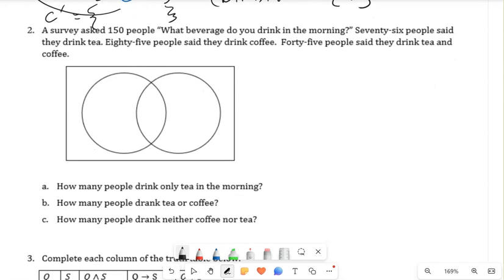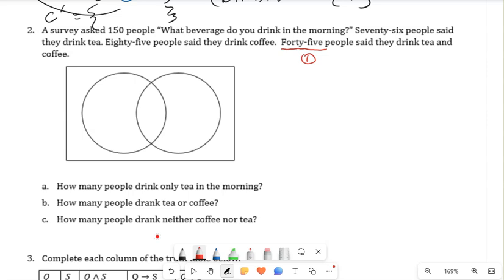A survey asked 150 people, what beverage do you drink in the morning? 76 people said they drink tea. 85 people said they drink coffee. 45 people said they drink tea and coffee. Now we actually go about filling out the Euler diagram, the Venn circle diagram, in reverse order. So this will be the first thing that we do.